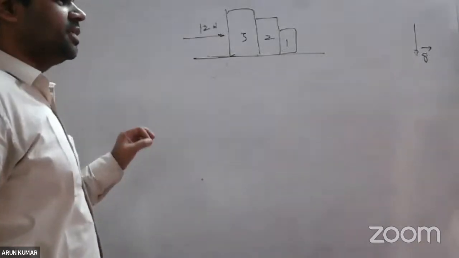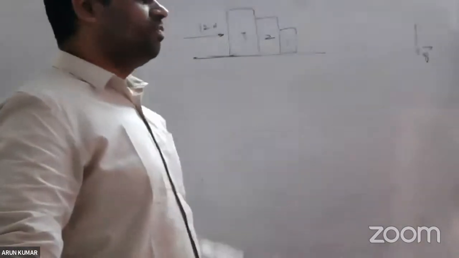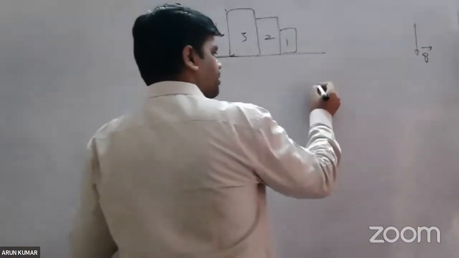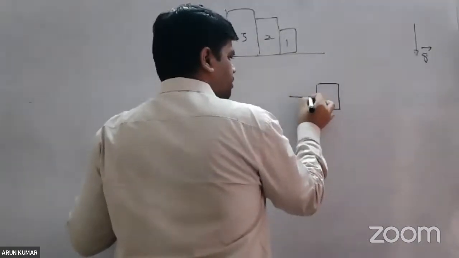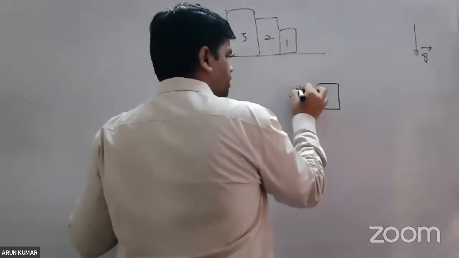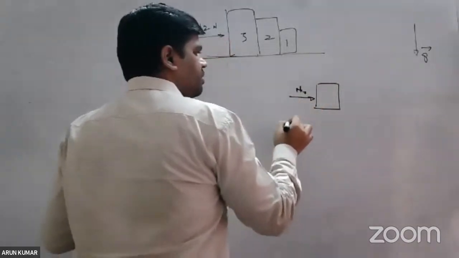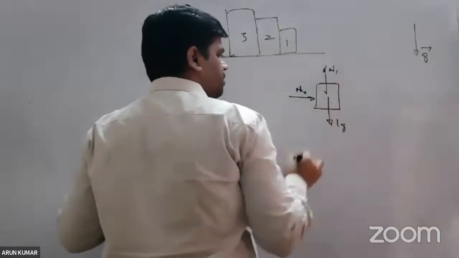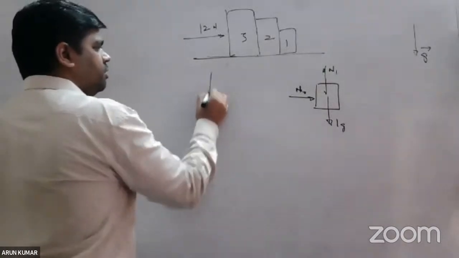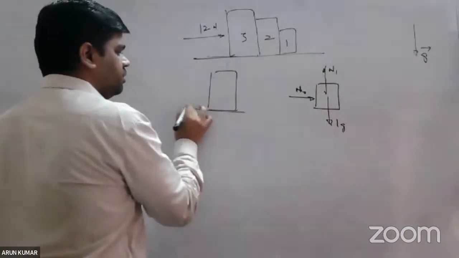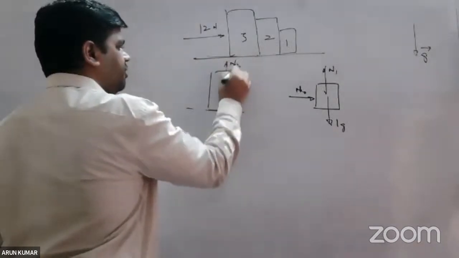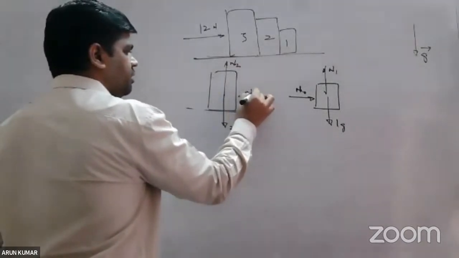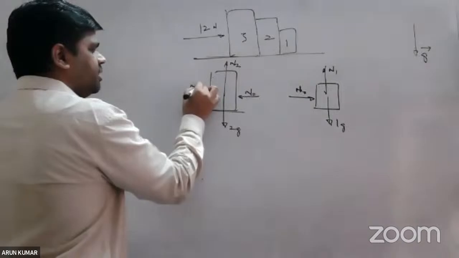Now, the next question is to find the normal reaction between blocks 1 and 2. So what will I do? I'll draw the FBD of block 1. This is N naught, this is N1, this is 1G. For block 2, N2, 2G, and N naught. From here, the push from 3 let's call N0 prime.